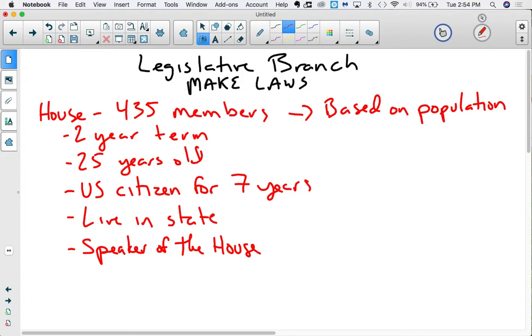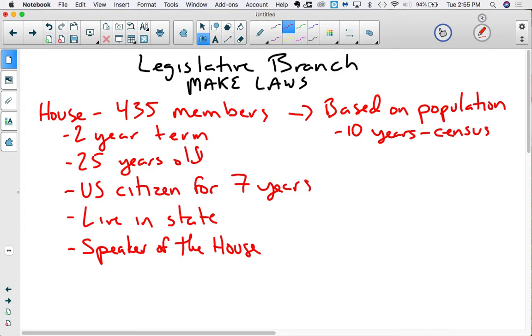And this is determined every 10 years based on the census. So in 2020, we'll have our next census. Depending on how population has shifted in states, states will either lose or gain representatives in the House. But it always stays at 435. So if Minnesota's population were to drop quite a bit, we would lose a representative and another state would gain a representative. That's every 10 years. 435 total members of the House.